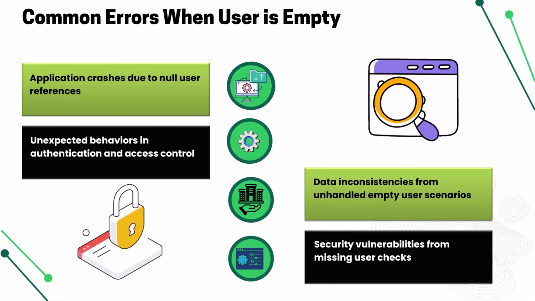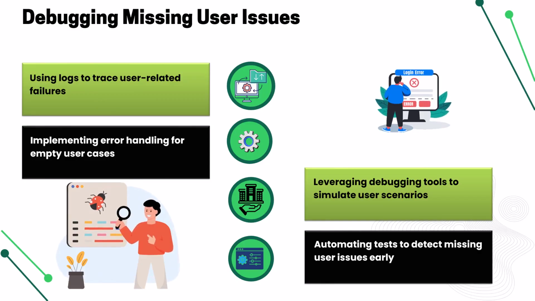Today we're tackling the chaos head-on. Bugs fear the mighty debugger. By tracking user failures through logs, catching empty users in error handlers, and running tests before things go haywire, we transform "where did my user go" into "aha, gotcha." Debugging is detective work minus the trench coat.